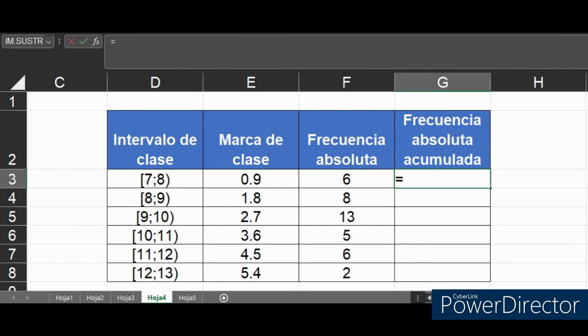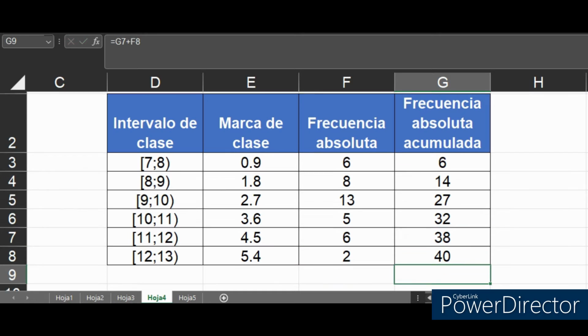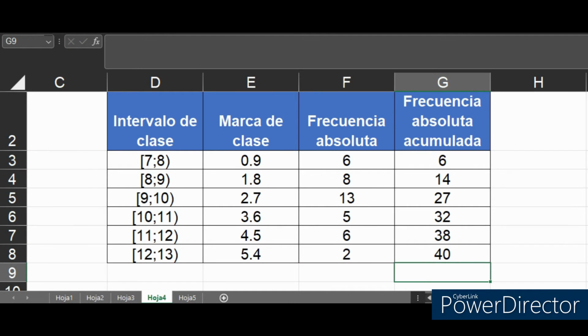In the accumulated frequency, all you have to do is add the absolute frequencies. For example, in the first it's 6, and the second is 6 plus 8, that is to say 14. In the third it is 14 plus 13, that is to say 27. And so on until reaching the total data that was given to us, that is 40.